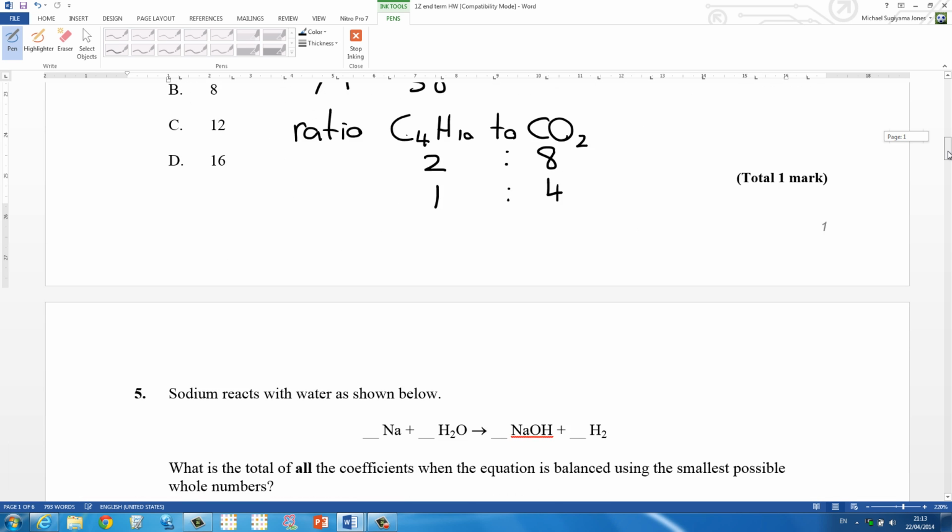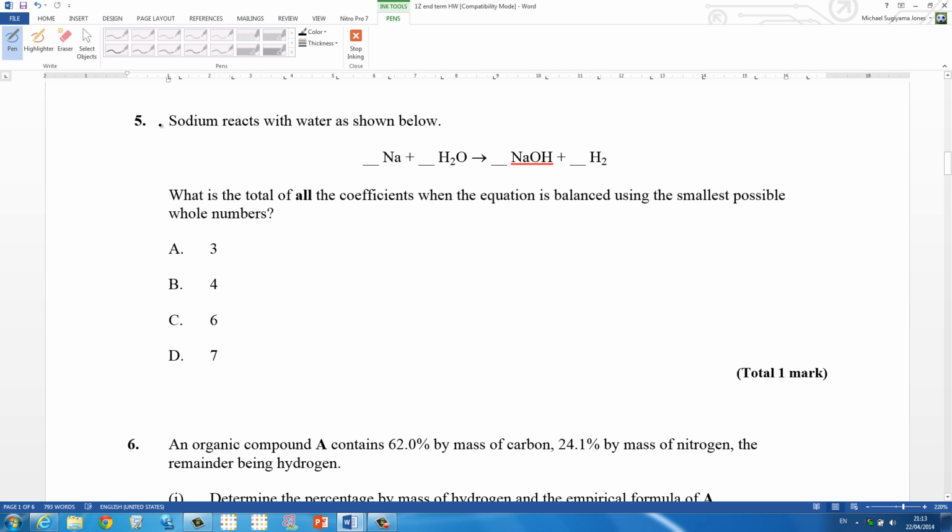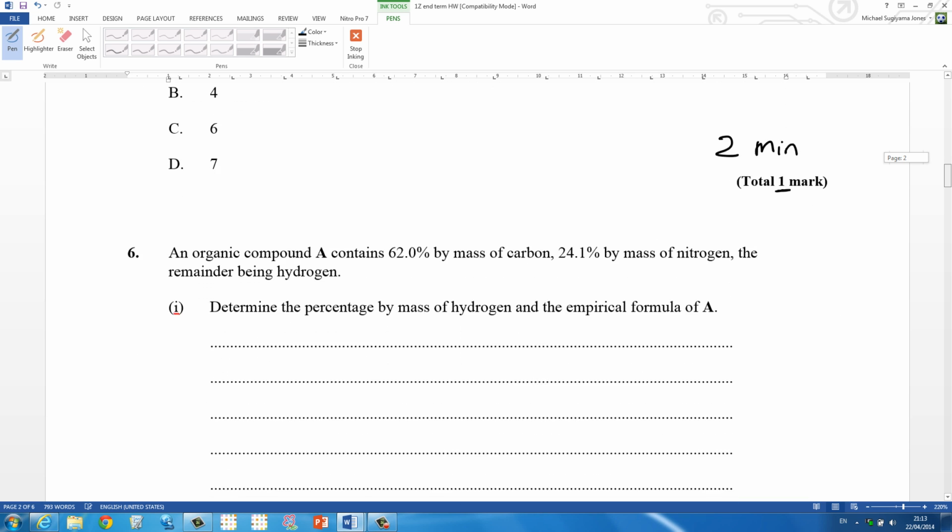Okay, right, moving on. I'm going to skip these. My advice on balancing equations is to leave them to the end because they can take a lot of time to do, and bear in mind you're given 2 minutes per multiple choice question. So if you're spending more than 2 minutes on this question, you're wasting your time. It's only worth 1 mark anyway. So I'm just going to skip those. I might come back to them at the end.